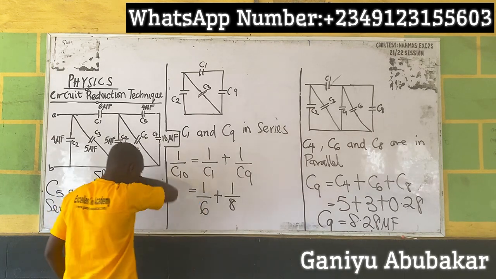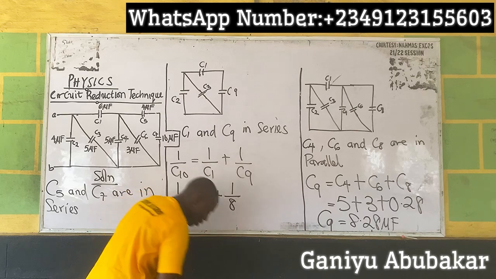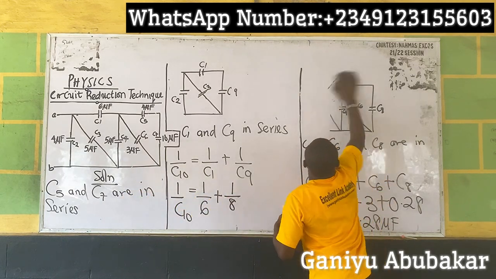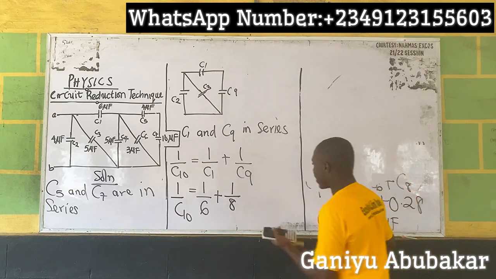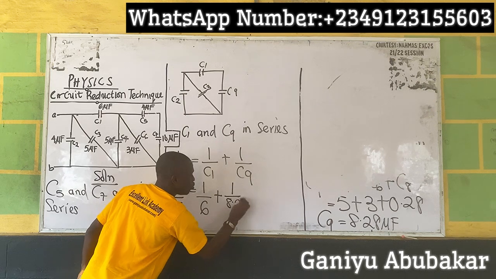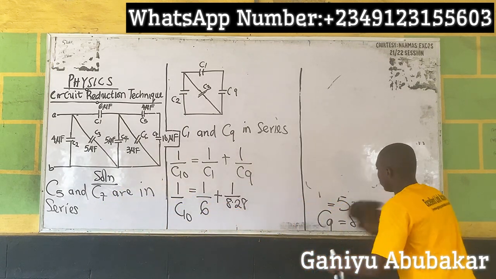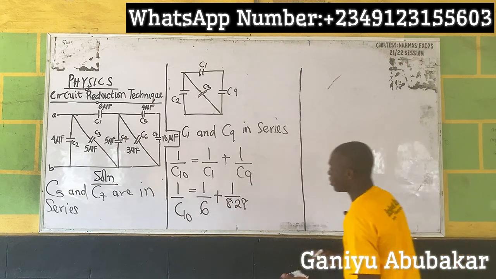So I have 1 over C10. From here, to save time and stress, perhaps I can put the original value. Let me just put the original value, this 8.28 here. All right, working on this, please.